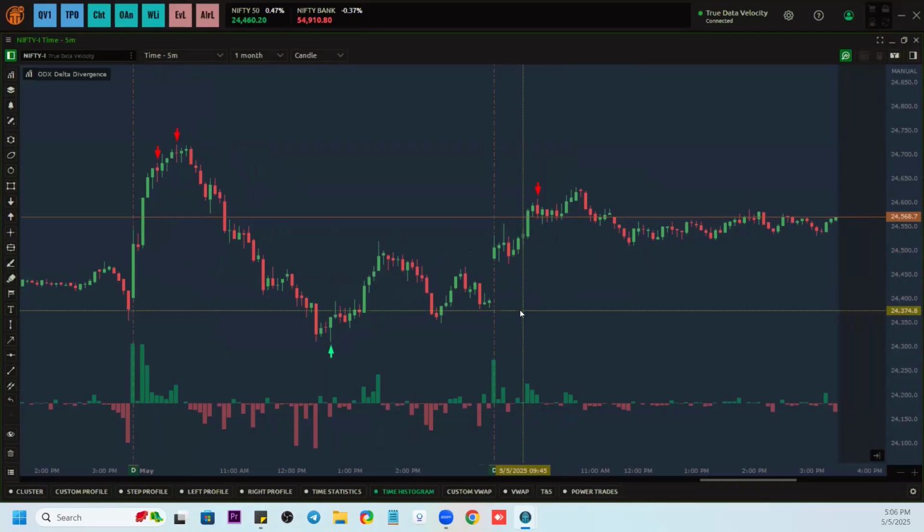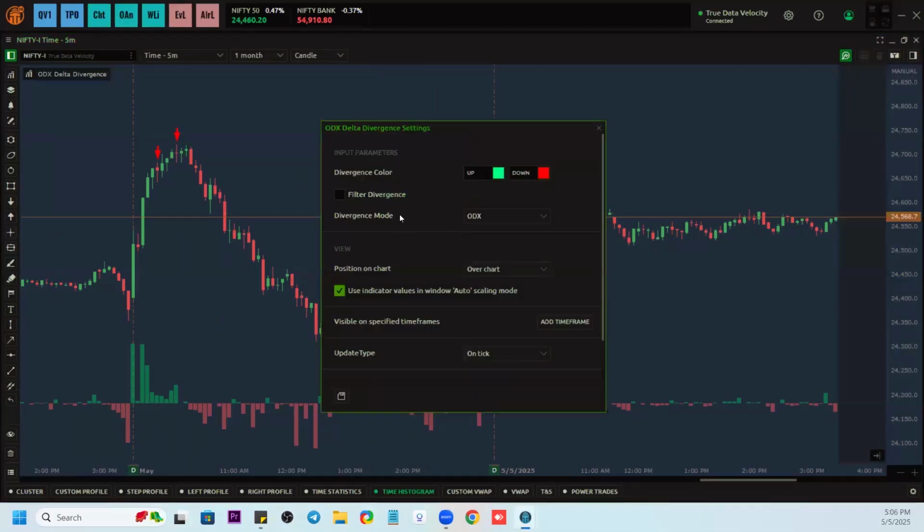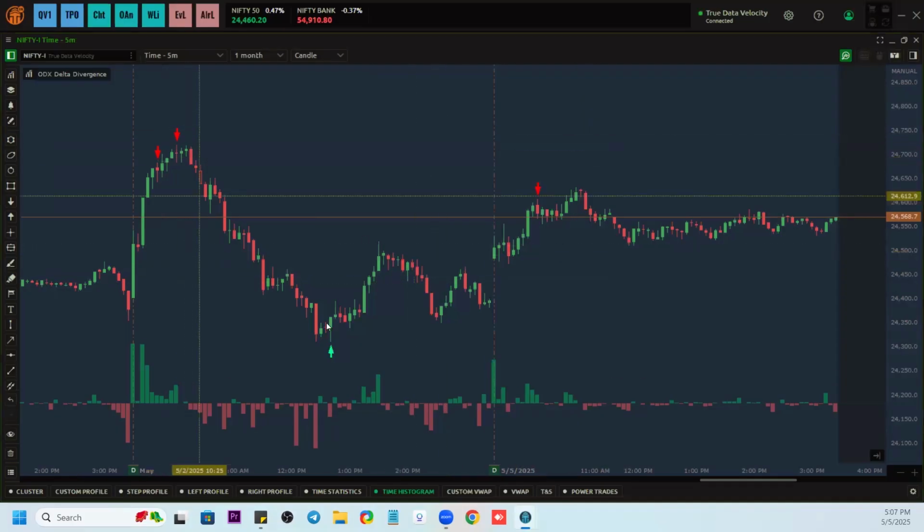Under ODX we have created the delta divergence indicator, and this indicator has a lot of flexibility where you can do quite a few things. It's a beta version, so we will have another version in a few days as well. But I thought to launch it today itself, so you guys can take advantage in the market. All right, so this is the delta divergence.